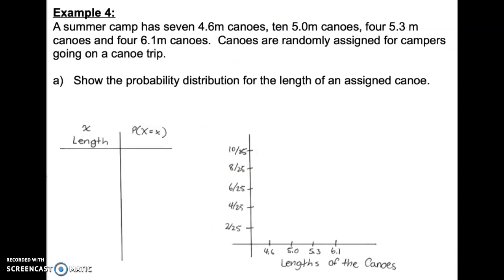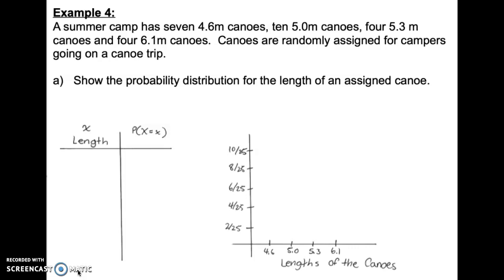Example 4 is our last example. A summer camp has 7 4.6 meter canoes, 10 5.0 meter canoes, 4 5.3 meter canoes, and 4 6.1 meter canoes. Canoes are randomly assigned for campers going on a canoe trip. Show the probability distribution for the length of an assigned canoe.